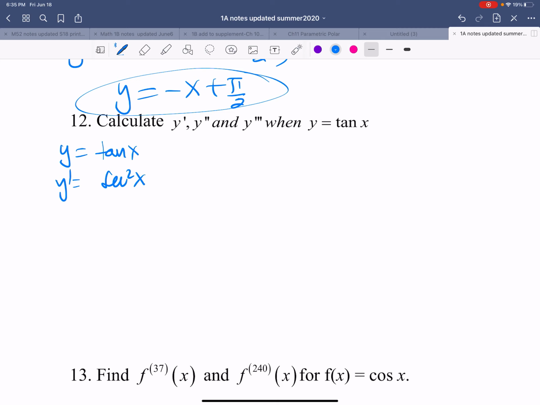Okay, for this one, we do need the chain rule. So we haven't talked about the chain rule. I'm gonna skip this one for now because we do need the chain rule. Or we would have to, let's see if we can do it without chain rule.